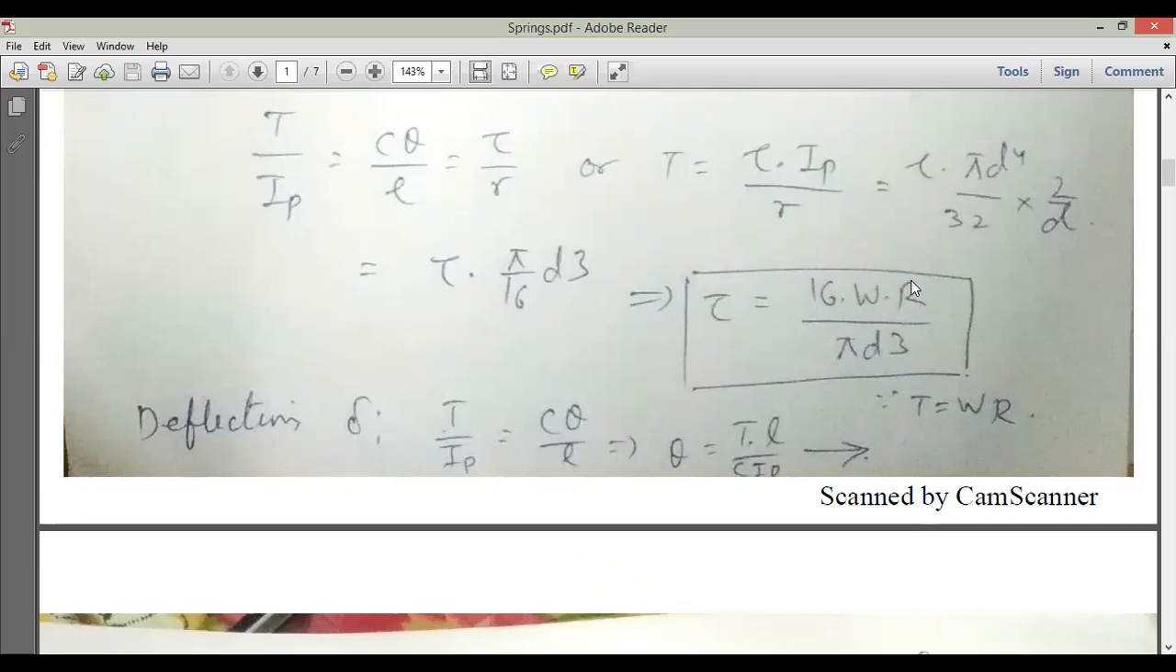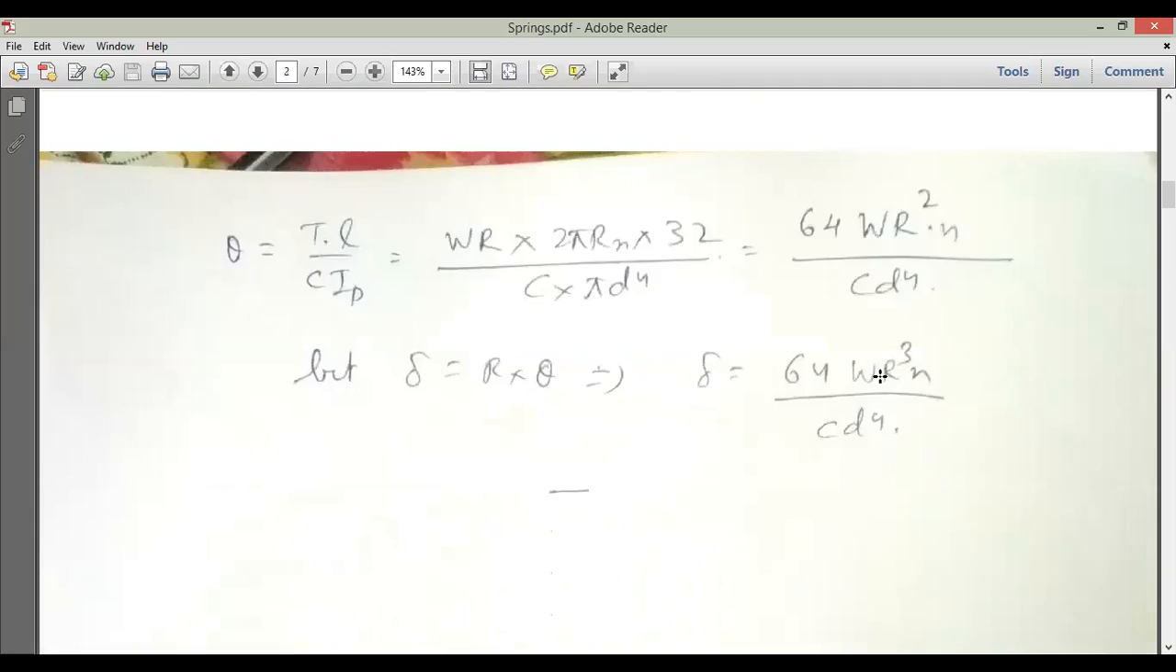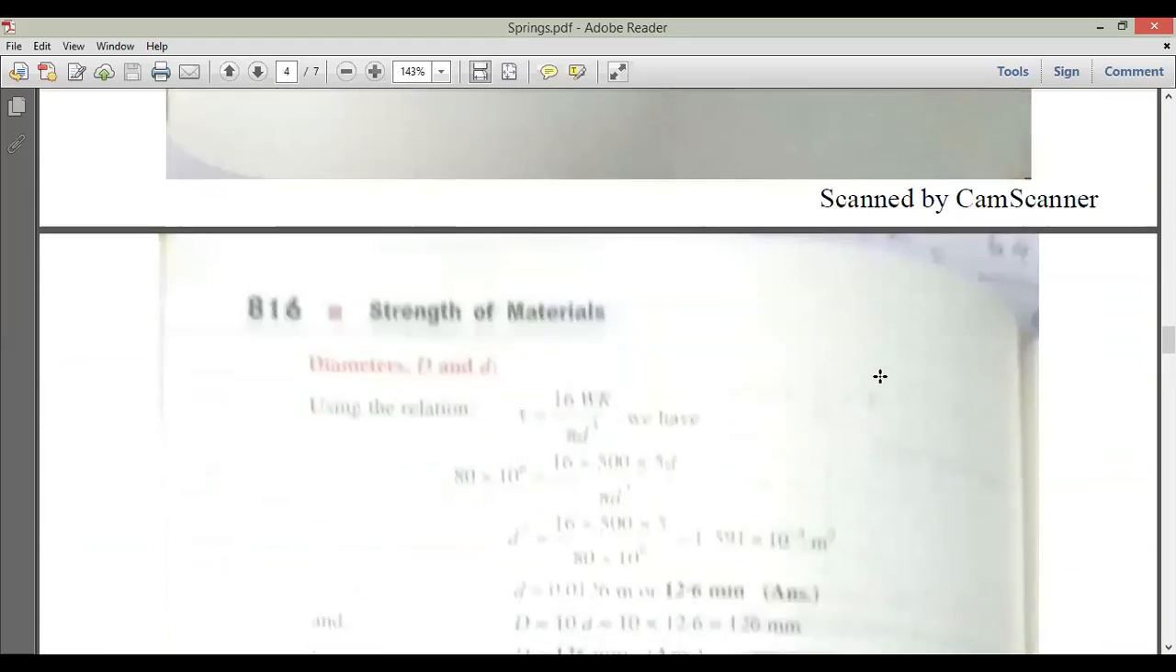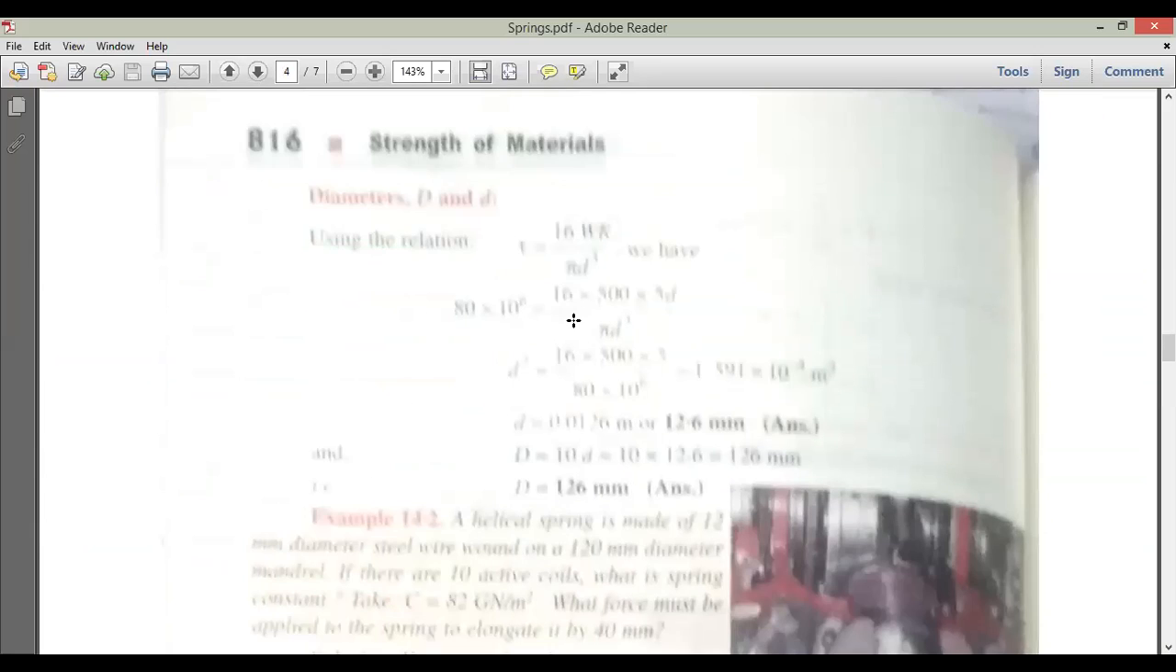W is 500 given, R equals 10R or D is equal to 10D, then pi d cube. So we have all the parameters here. Substituting these values, 80 into 10 power 6, 16 into W into R upon pi d cube. So this is 10D equals 10D. So capital R is 5D.